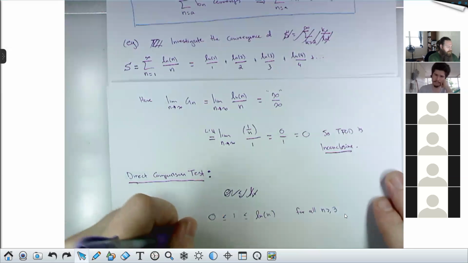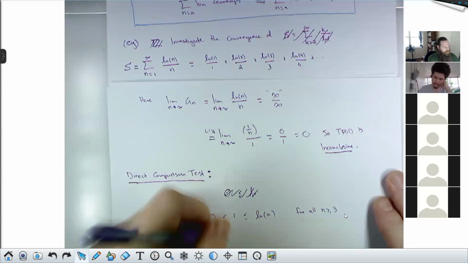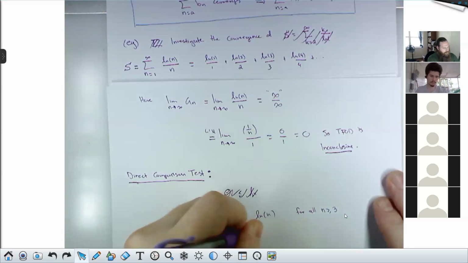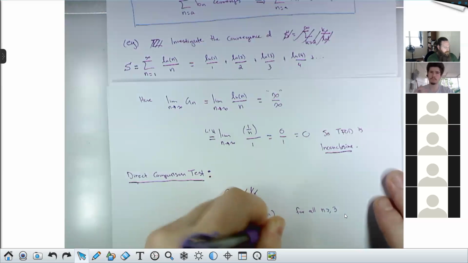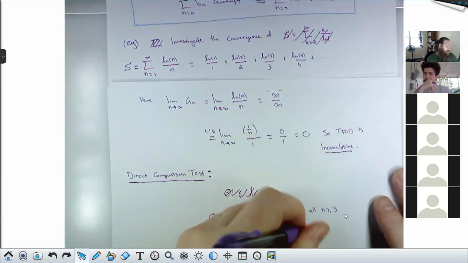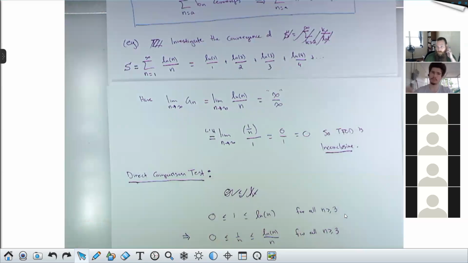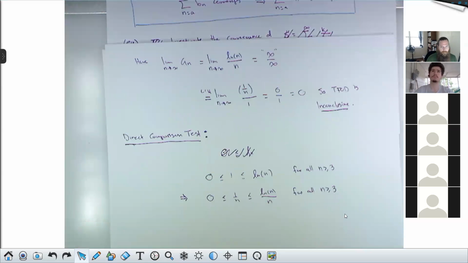From this, we can deduce that 0 is less than or equal to 1 over n is less than or equal to the natural log of n over n. Again, for all n greater than or equal to 3. And this is where the sufficiently large thing is useful, right? Here, sufficiently large happens to be 3. This inequality isn't true if n is equal to 1 or 2, but it is true for 3, 4, 5, 6, 7, 8, all the way off to infinity. And that's good enough.